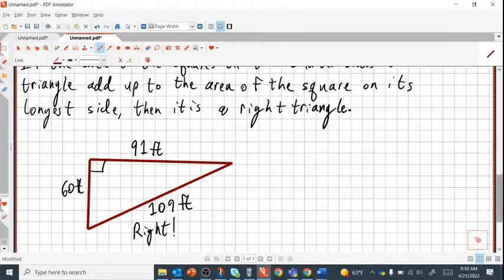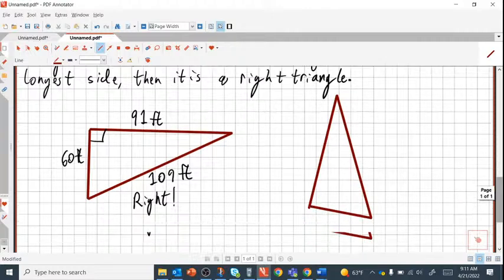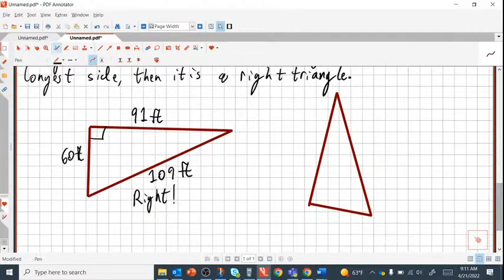Let's try this one. Hey, I'm no artist. This is 20 meters. This is 11 meters. And this is 13.5 meters. Is this triangle right? Yes or no?